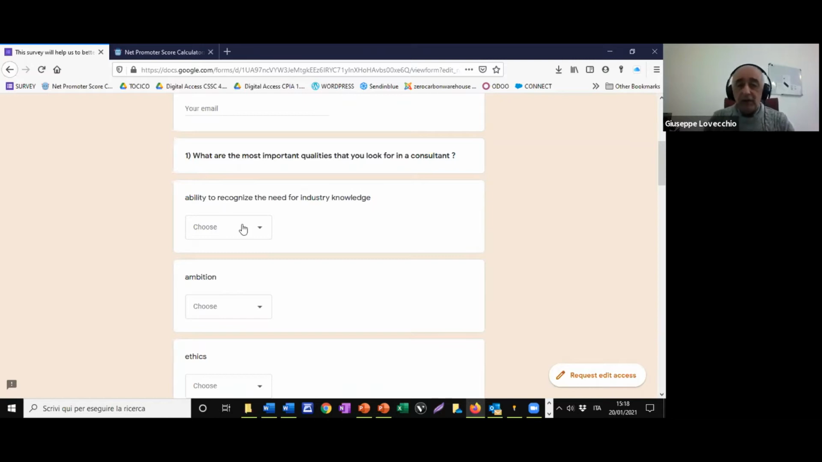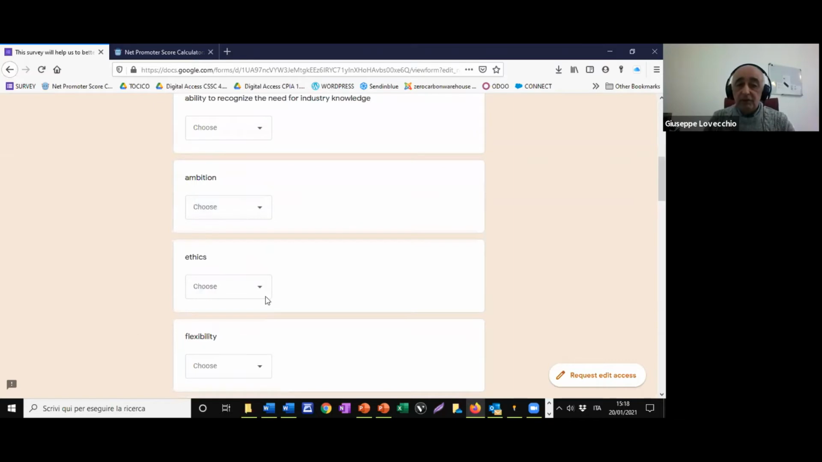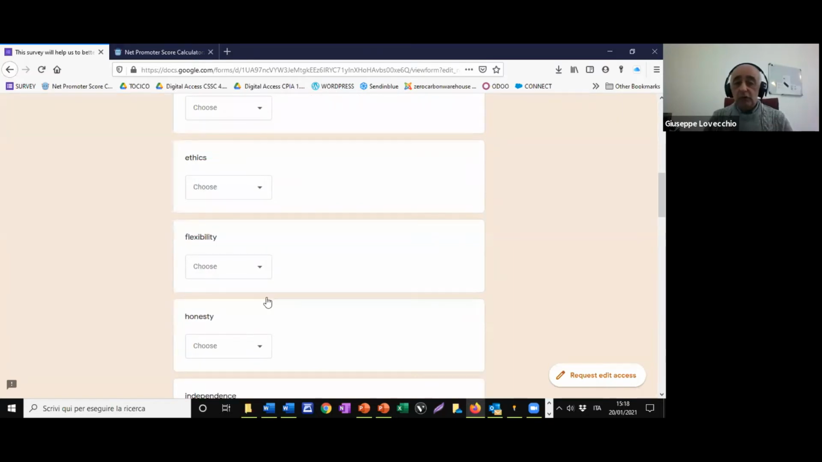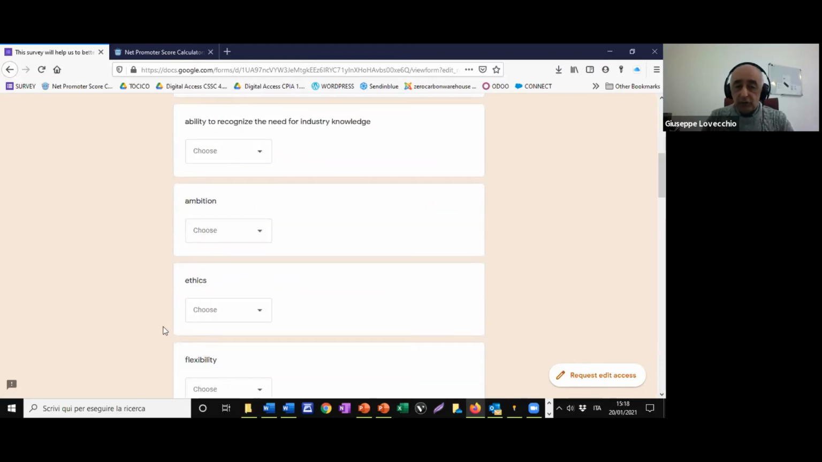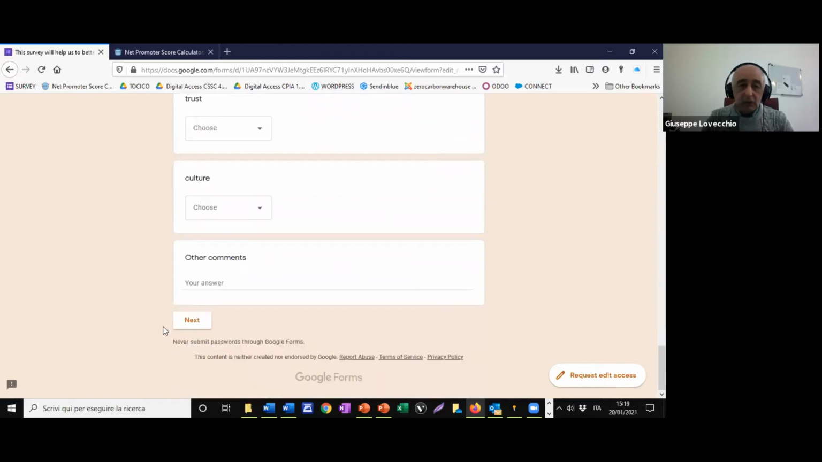And you answer: ability to recognize the need, unnecessary, irrelevant, desirable, must have, ethics, ambition, flexibility, honesty. So these are closed questions, closed answers, of course. But anyway, it's a first step that we did to capture some important keys to look for in a consultant choice.